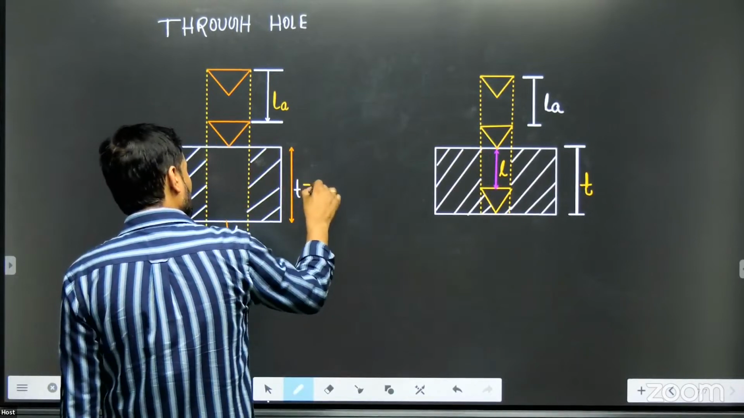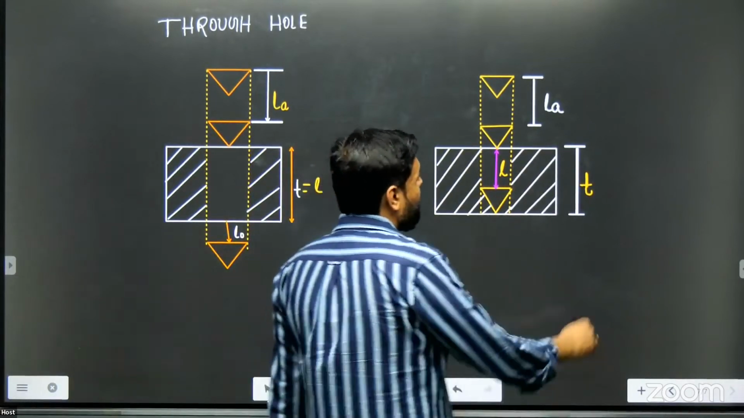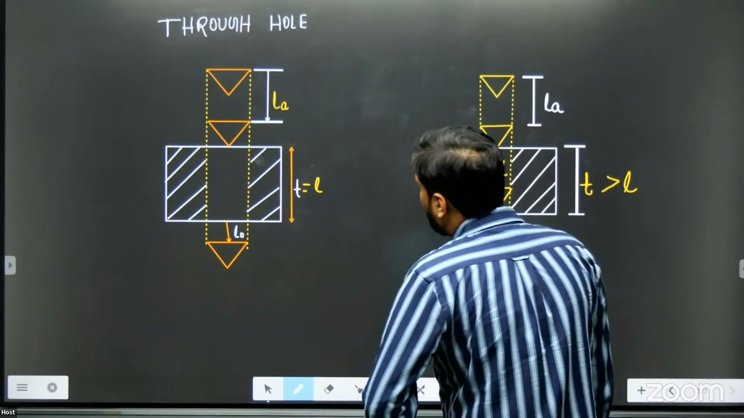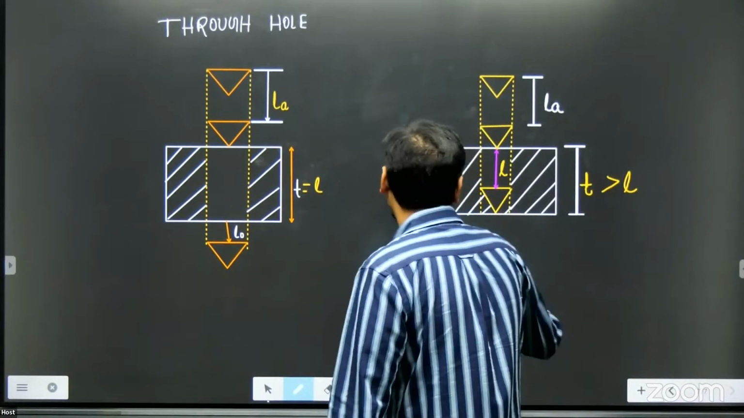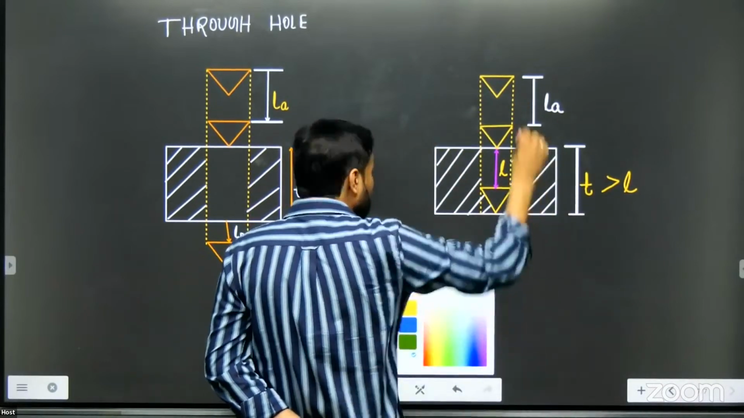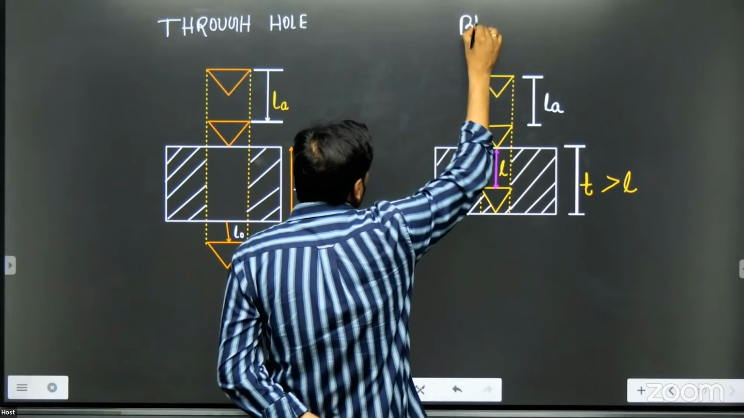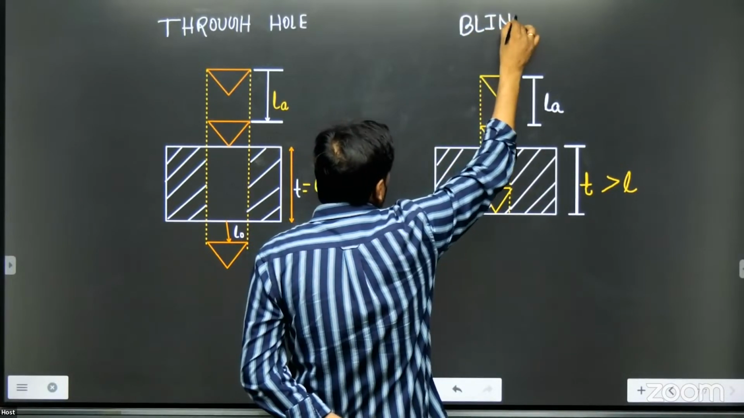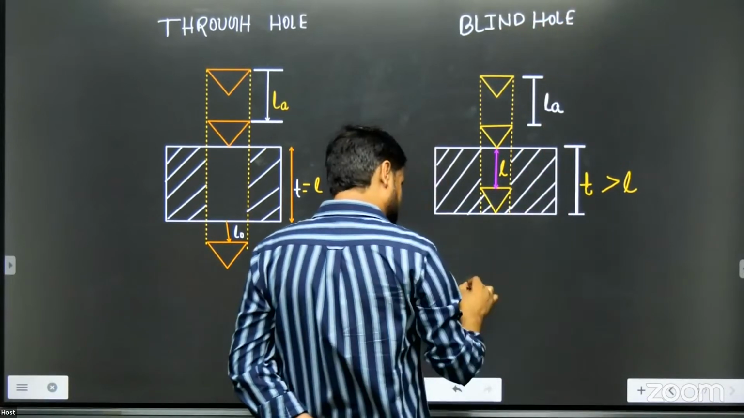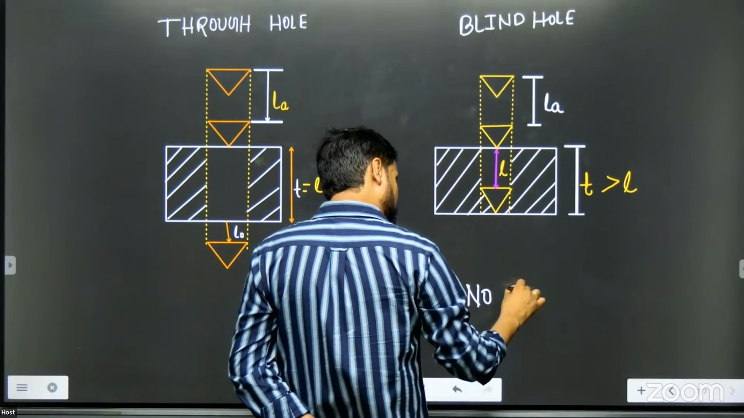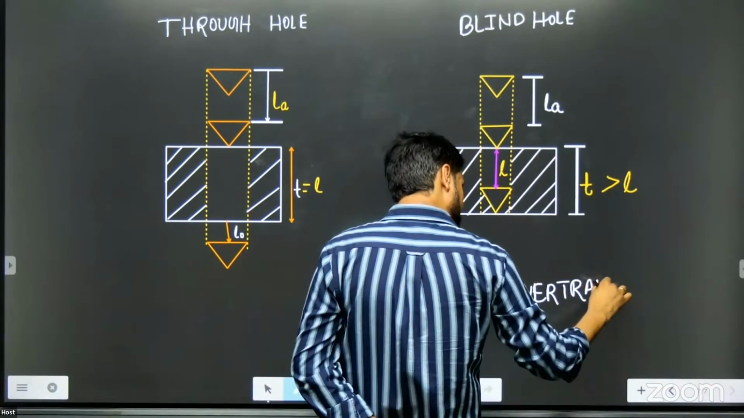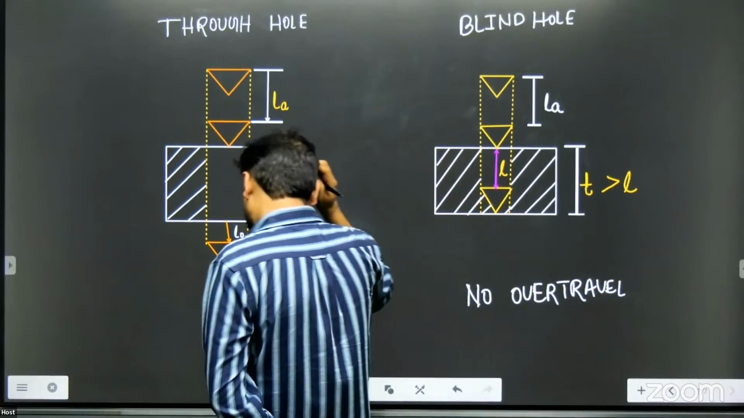Here, whole length L and thickness are same, but here the thickness of the workpiece is greater than the whole length. If this happens, you call it as blind hole, right? Means in case of blind hole, there is no over travel by the way.